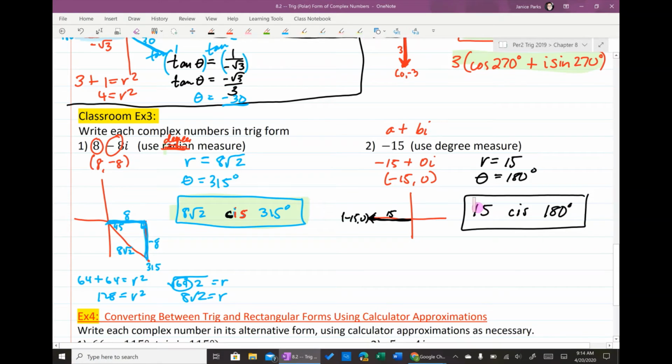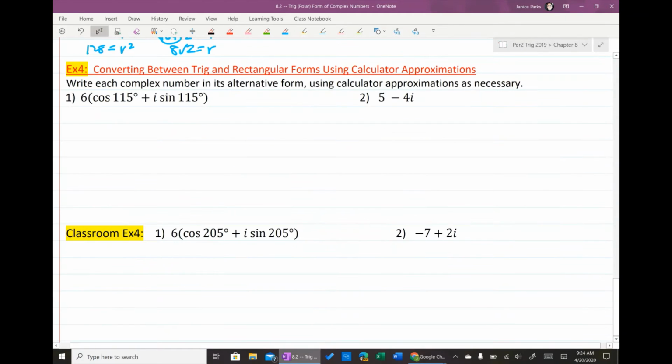And that's it for the first 3 examples. I guess we skipped example 1. So, all right, continuing on section 8.2, we're going to convert between trig and rectangular form, but we're going to be using a calculator instead of the unit circle because these aren't going to fall directly on the unit circle. So make sure you have your calculator ready before you do this section.